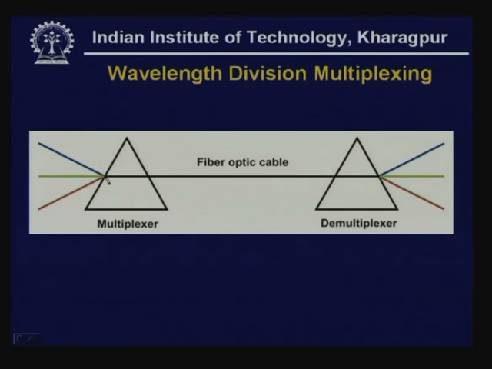Then, as you can see, a single composite signal is here, which can be sent through optical fiber through this region, and at the other end, with the help of another prism, they can be separated out, and we can get back all the three different signals. So, this is how wavelength division multiplexing can be done.